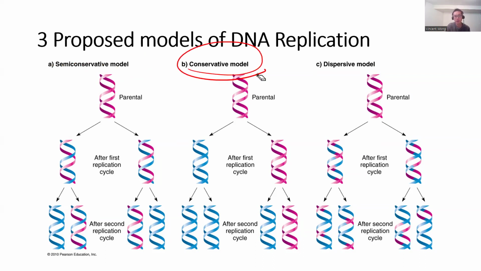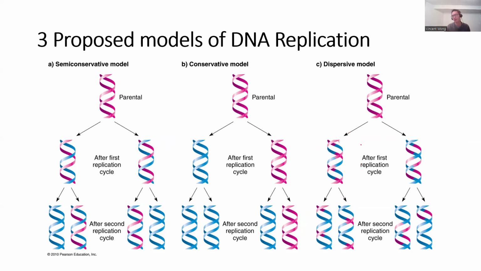The conservative model suggests that you do not pull the strands apart. You just have the original, okay, and then you make a carbon copy of it. Entirely original strand, entirely new strand. And the dispersive model is a mixture. In the same strand, it's both new and old material. As opposed to semi-conservative, where one strand is original material and the other strand is new material. Here, the new and old are interspersed within each other in the same strand.